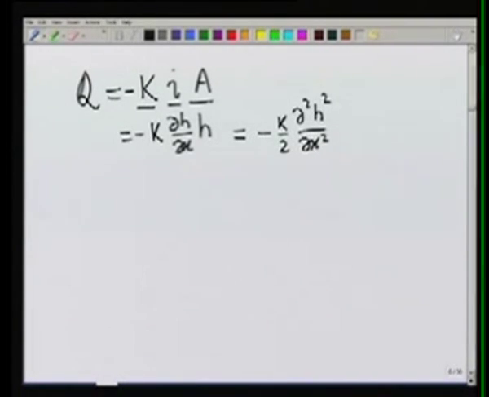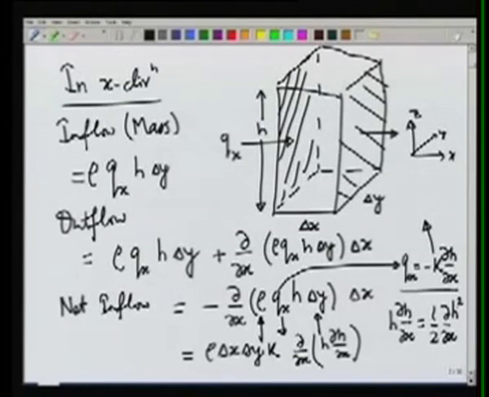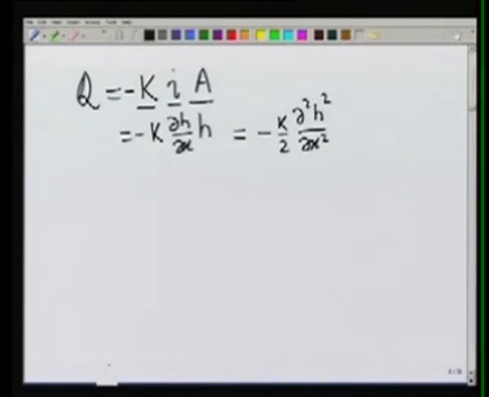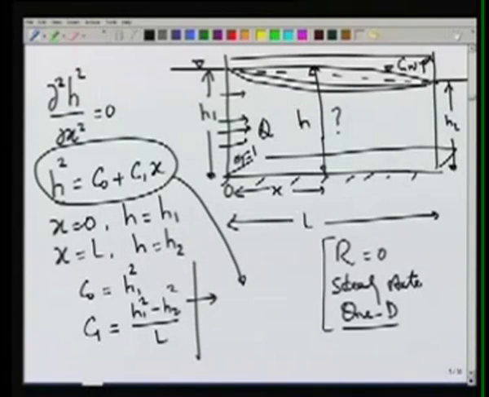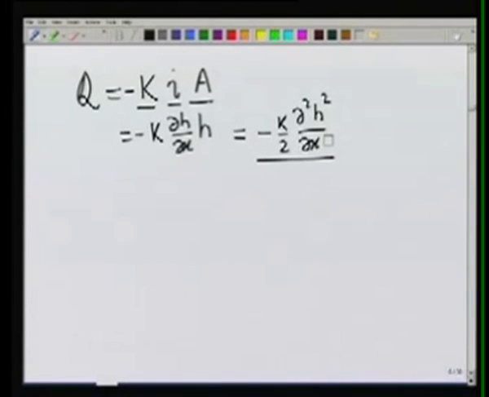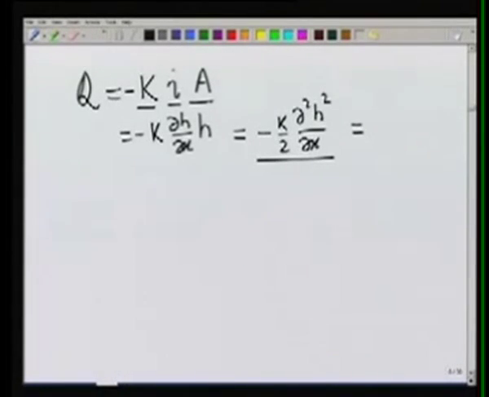And this can also be written as we have done earlier for deriving the equation. We had seen that h del h by del x could be written as half partial of h square with respect to x. So using that, we can write this in terms of partial of h square with respect to x, and we know that from this equation this is partial of h square with respect to x. So we know that partial of h square with respect to x is equal to c1, and therefore q will be simply given by minus k by 2 c1.